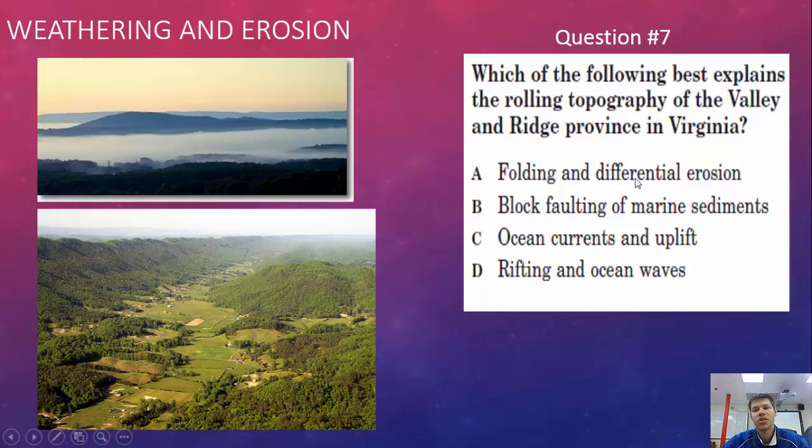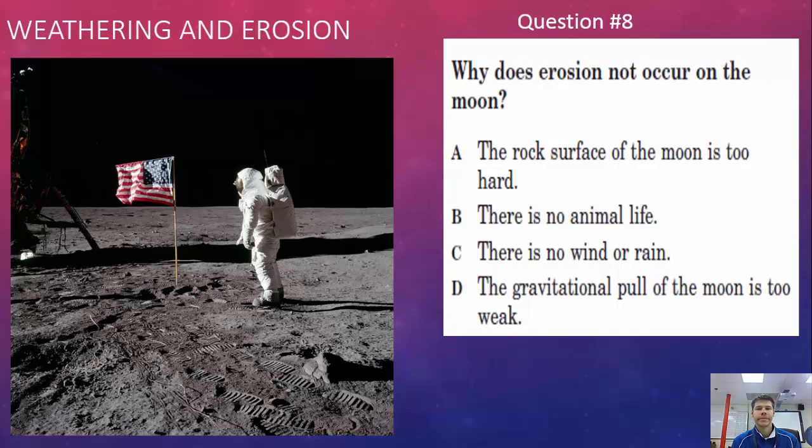folding and differential erosion. The differential erosion comes from sandstone and limestone eroding differently, and the folding is when the continents collided many millions of years ago and they pushed the rocks upward and bent them and folded them. So our best answer here is letter A, folding and differential erosion.